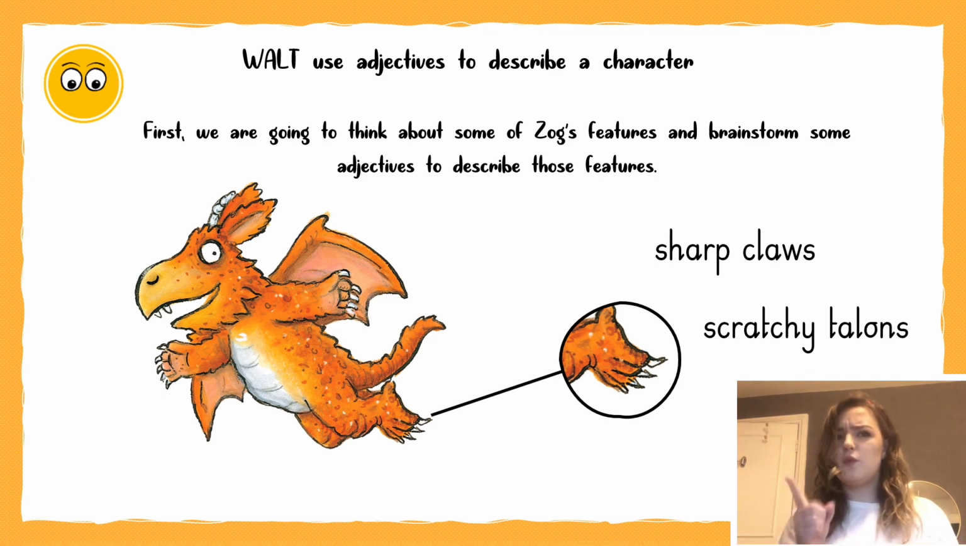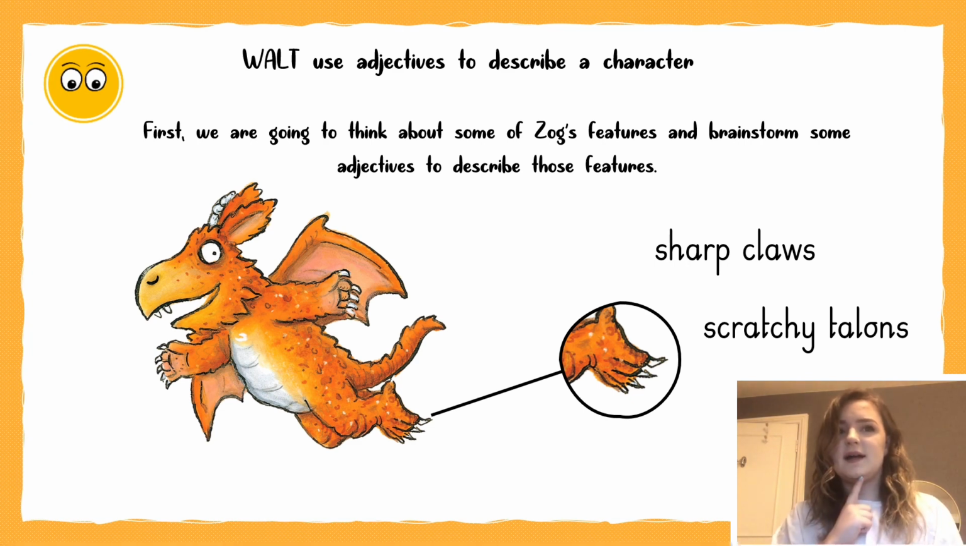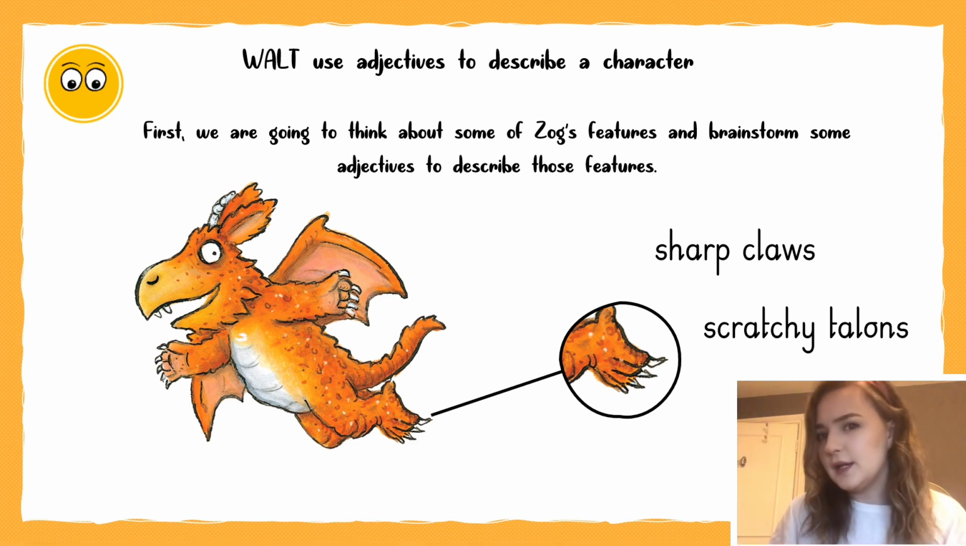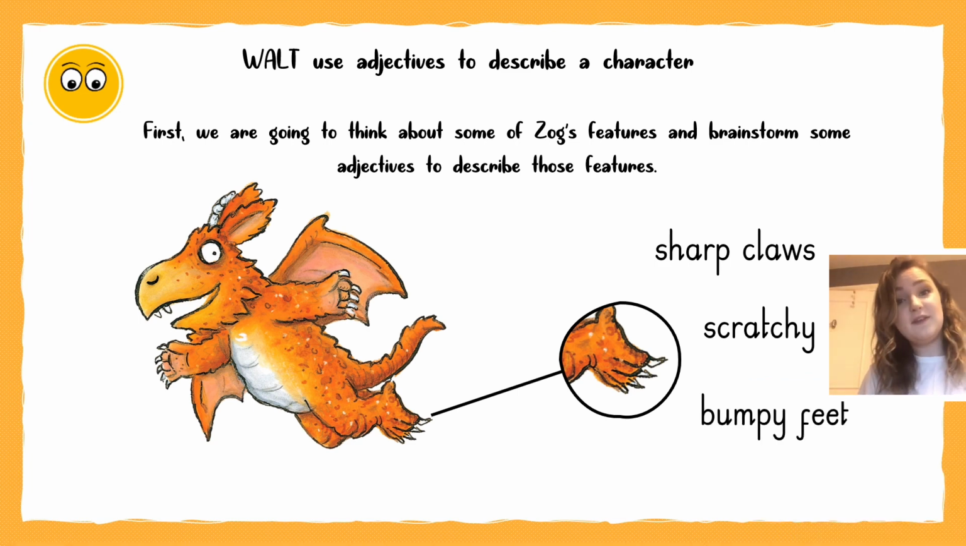Right, let's think of one more. So I'm still looking at the feature of Zog's feet. I think I will add an adjective to describe what I think the skin on his feet feels like. I think it looks bumpy. So I'm going to use the adjective bumpy. Zog has bumpy feet. Can you think of any more? Have a go on your worksheet at using an adjective to describe Zog's feet.